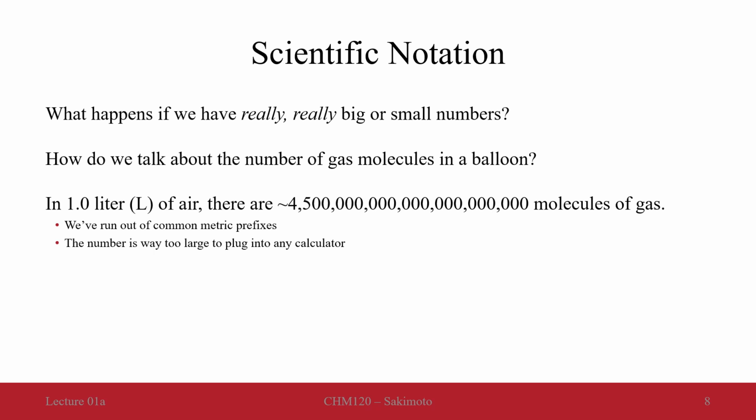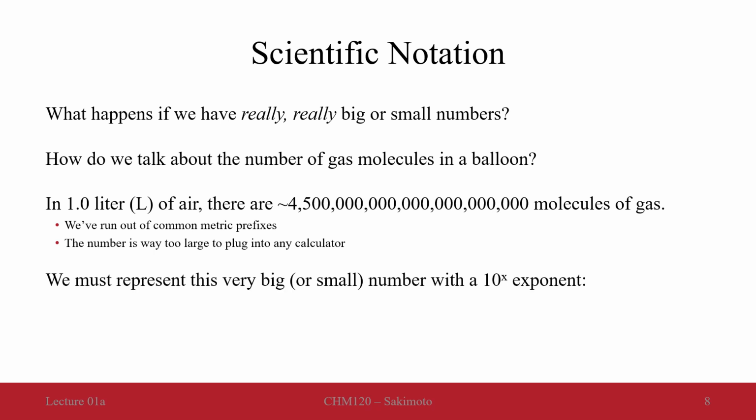Now, at this point, with this many zeros, we don't have as many common metric prefixes. We don't have kilo or mega or giga or exa or tera or whatever that describes and can help truncate some of these zeros. This number is also way too large to plug into any calculator, so we would have a hard time doing calculations with such a large number with this many zeros.